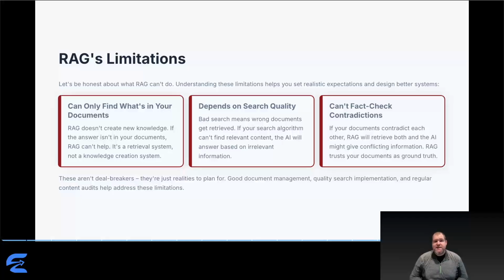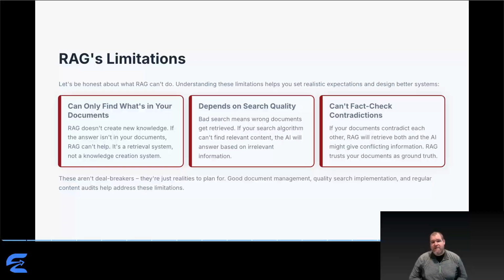Second, RAG depends entirely on search quality. If your search algorithm can't find relevant content, the AI will answer based on irrelevant information. This is why semantic search matters. Keyword matching alone often misses relevant documents that use different terminology.